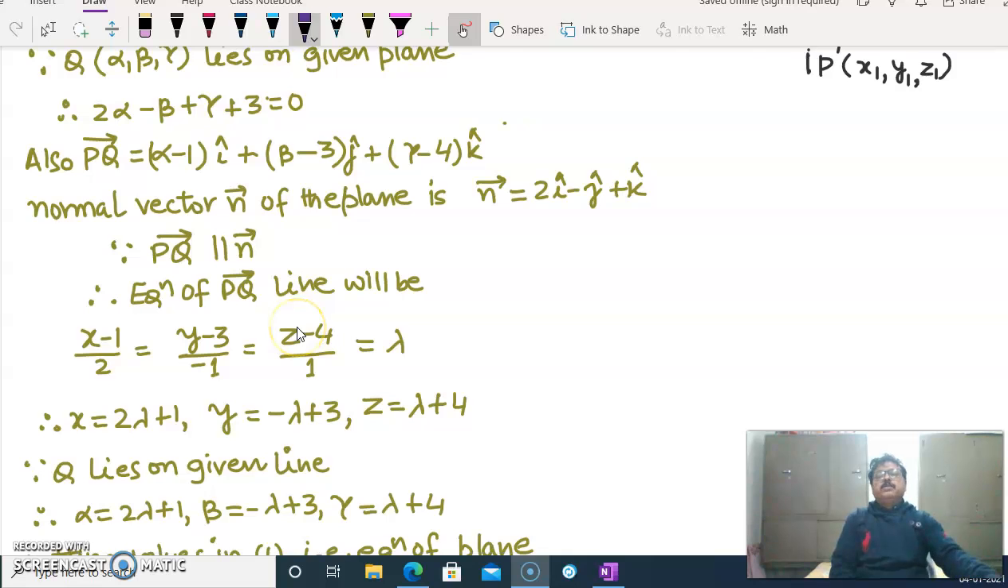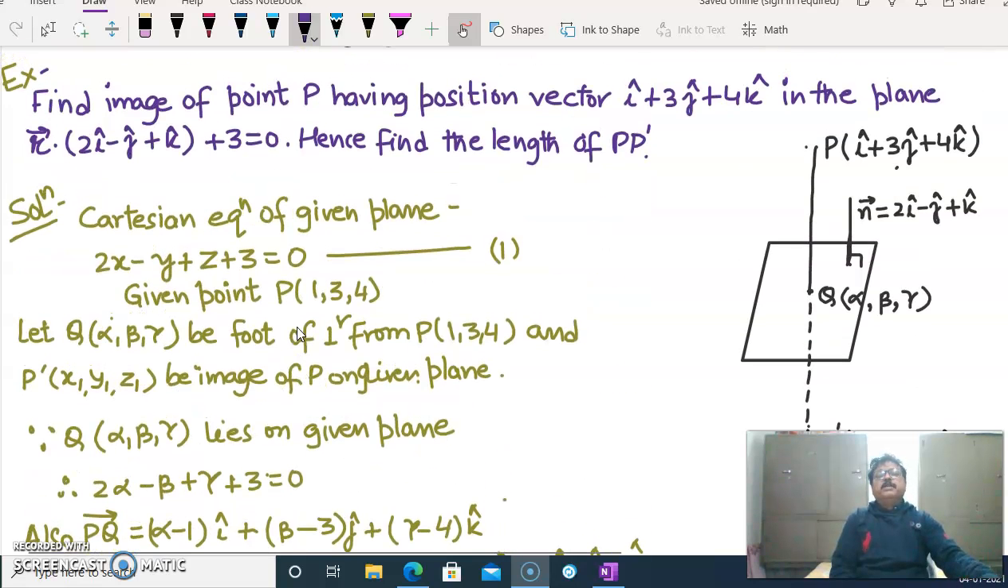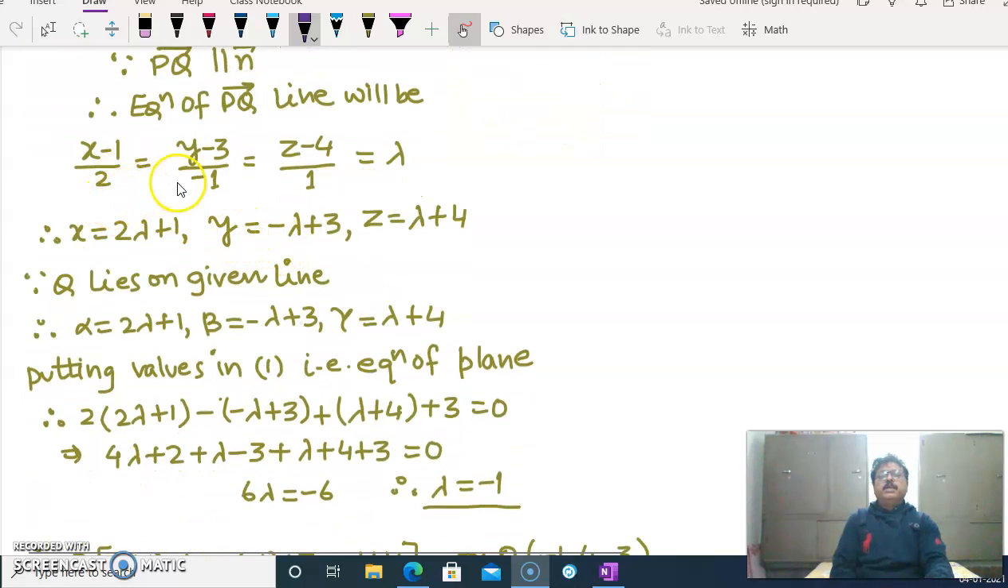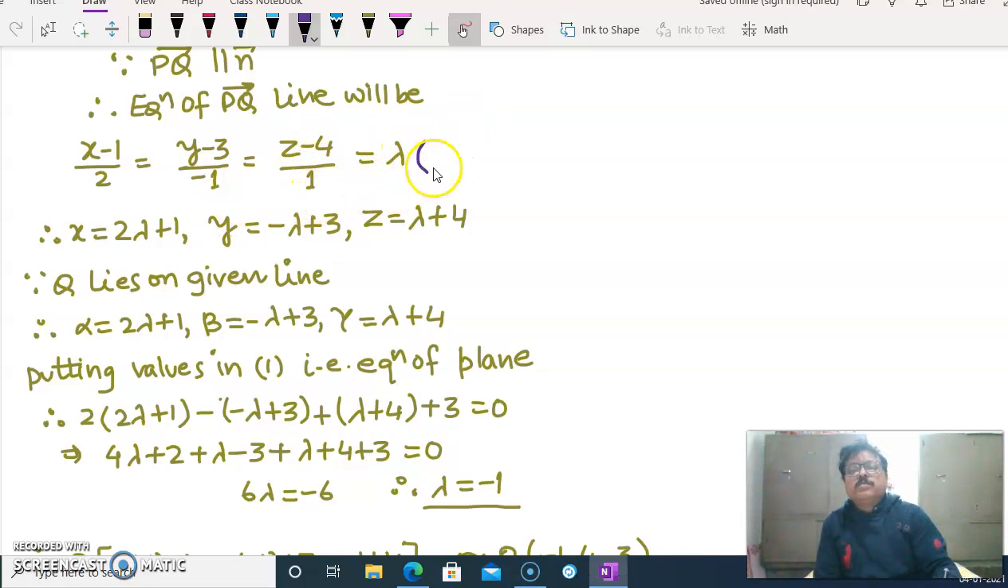Since PQ is parallel to n vector, PQ is definitely parallel to n vector. Therefore, the equation of the line PQ will be (x minus x1) upon a, (y minus y1) upon b, (z minus z1) upon c. Let us say we have taken this as lambda, okay. So the value of x will be 2 lambda plus 1, y will be minus lambda plus 3 and z will be lambda plus 4. Since Q is also on this given line, the coordinates of Q will satisfy the equation. Hence alpha will be 2 lambda plus 1, beta will be minus lambda plus 3 and gamma will be lambda plus 4.